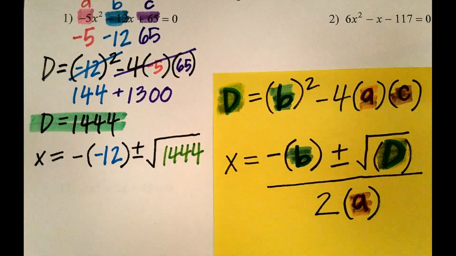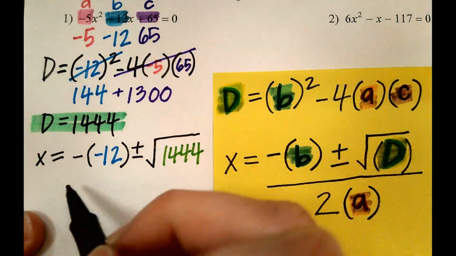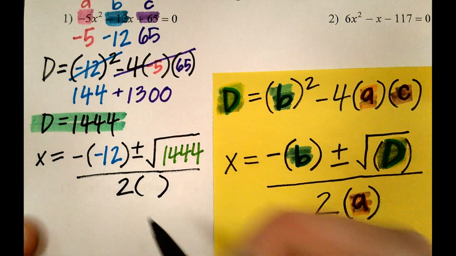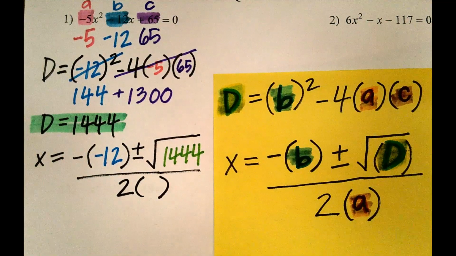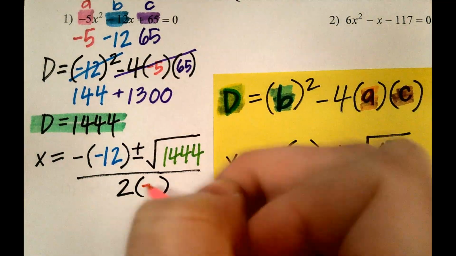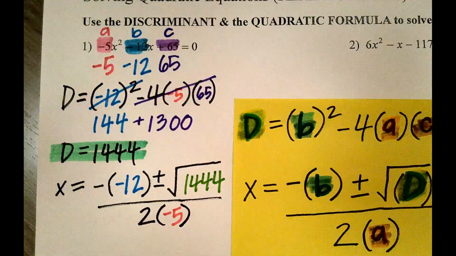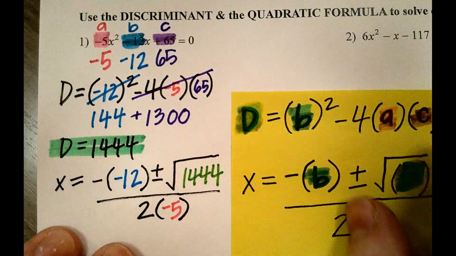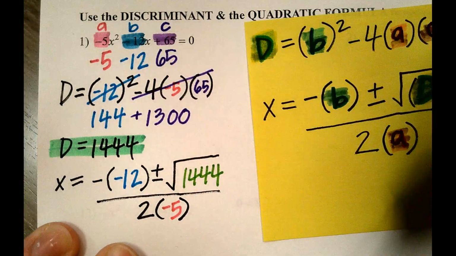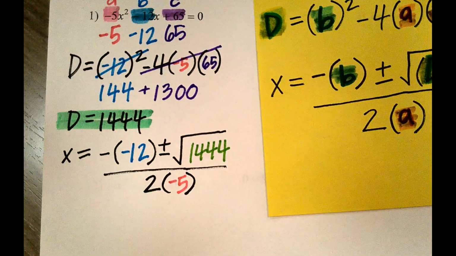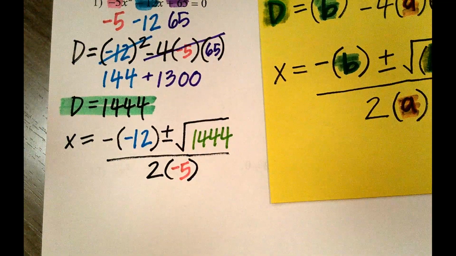Now what? 2 times negative 5. Good. Divide by 2 times negative 5. Everything is all plugged in. All right. I have plugged everything in. Now, this is often the hardest part to figure out, what do I do from here? So what do I do from here?